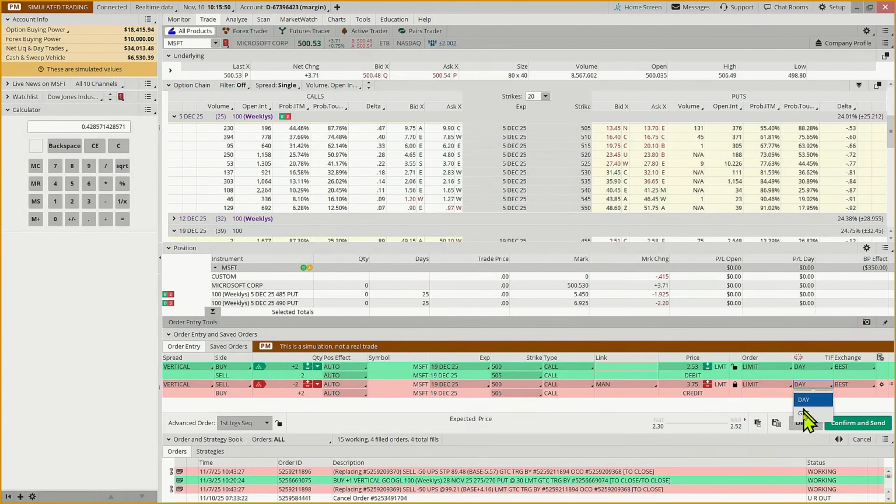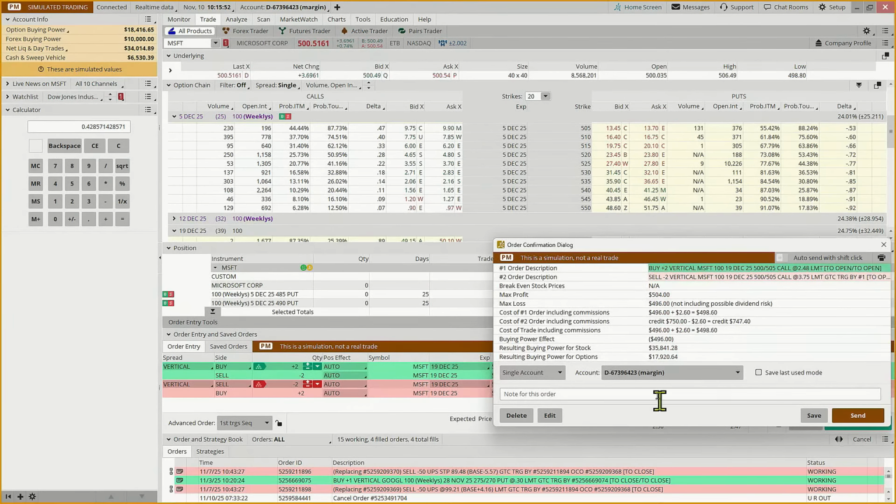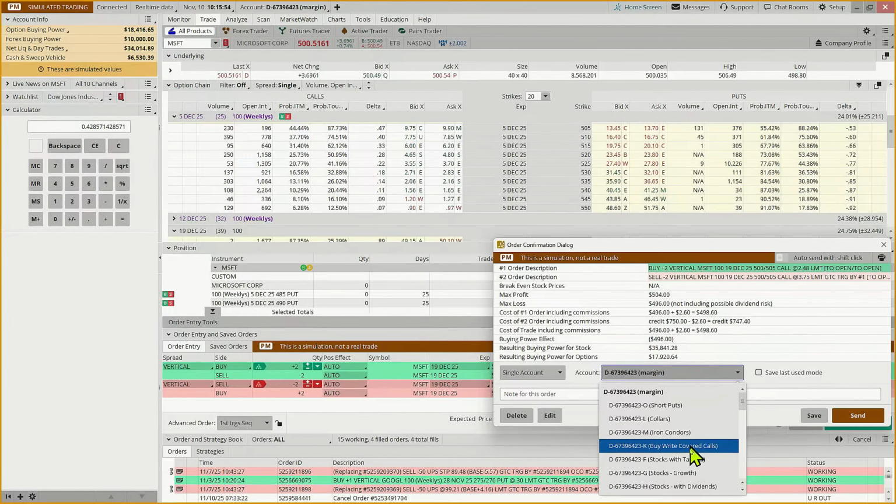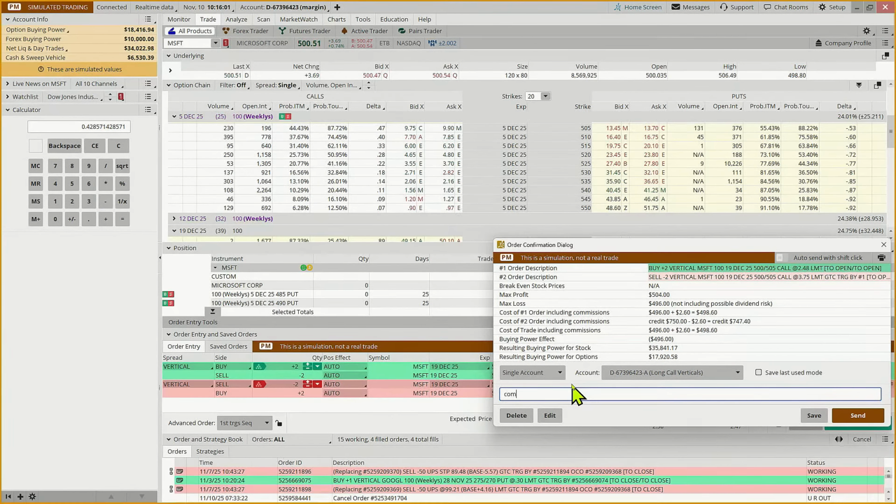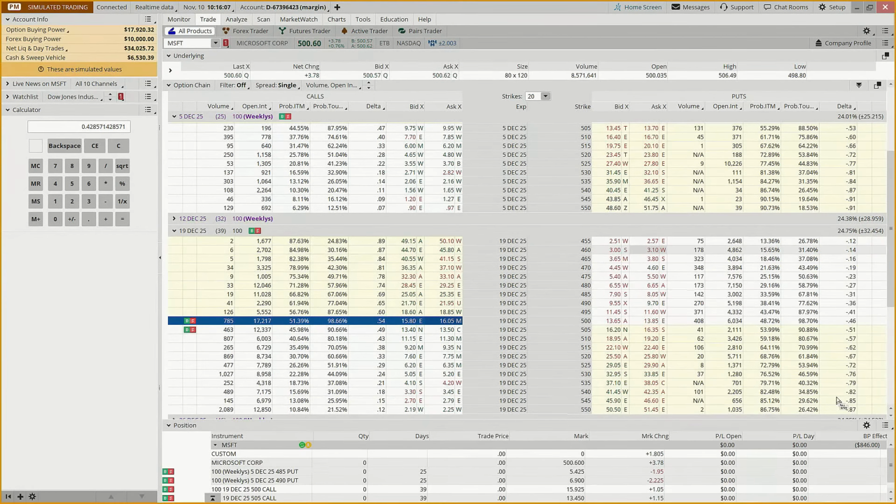But this strategy is more directional. So here's our long call vertical, and we're going to compare that to the short put vertical. Okay, fire in the hole.